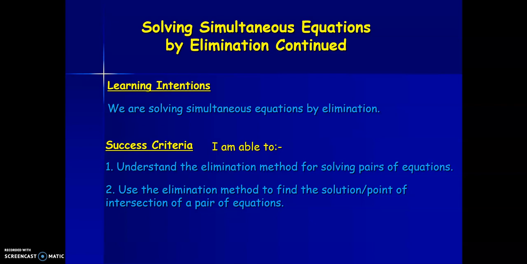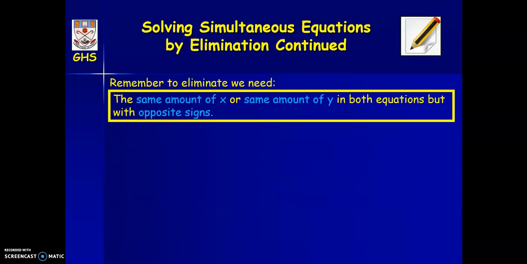Okay, so our learning intentions haven't changed. We're still solving simultaneous equations by elimination, and we still need to understand the method and use the method to find the solution or point of intersection of the pair of equations. Just taking it another stage further. So we need to remember though that before we begin, our objective is we need the same amount of x or the same amount of y in both equations, but with opposite signs.